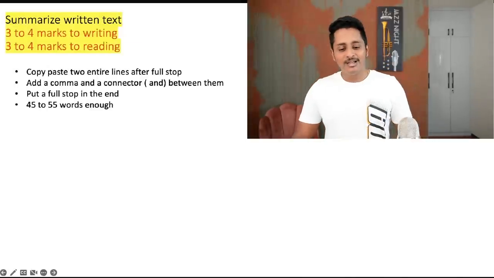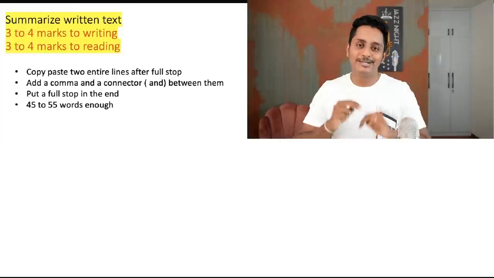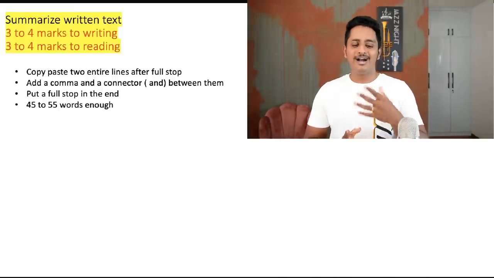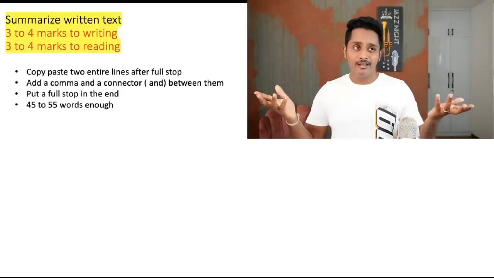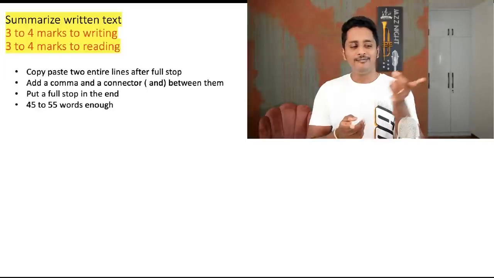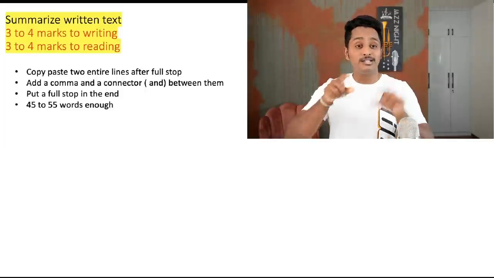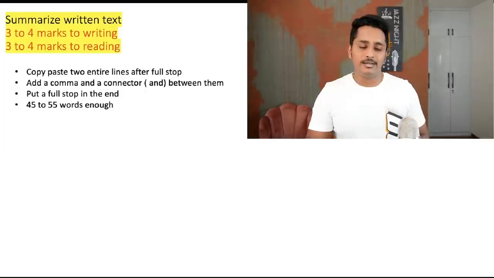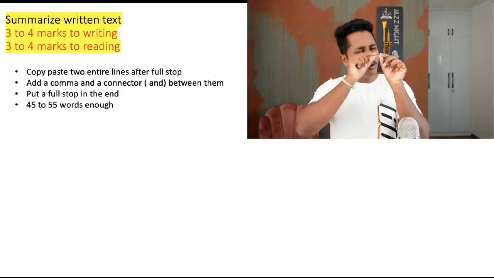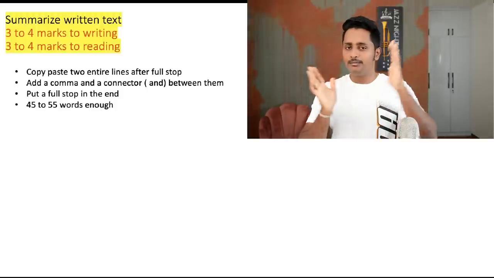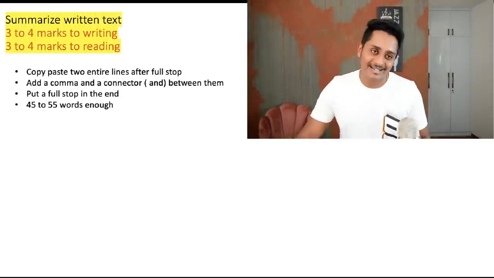Okay, so after this comes summarize written text, again an overrated module, not a priority, hardly 3 to 4 marks towards your reading and 3 to 4 marks towards your writing. A very simple method: after a full stop, copy paste the entire line till you find a full stop, not a question mark, nothing else, till you find a full stop, copy paste. And again, repeat the method one more time, one more line. After a full stop, copy paste the entire thing up to another full stop. Between them, add a comma, add a connector, and that's all summarized written text is.